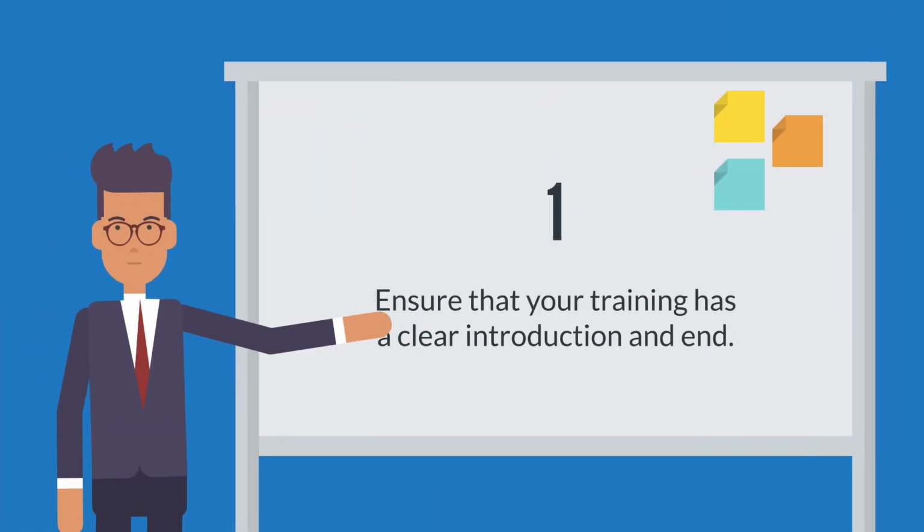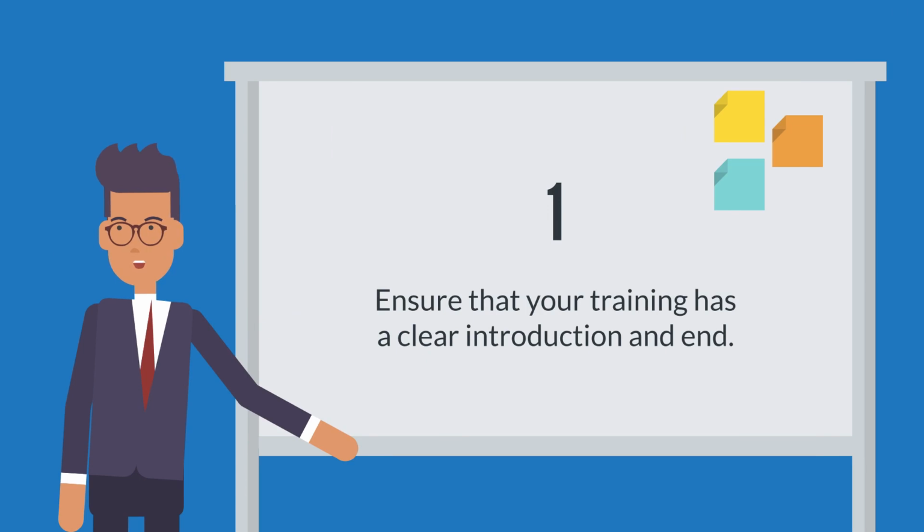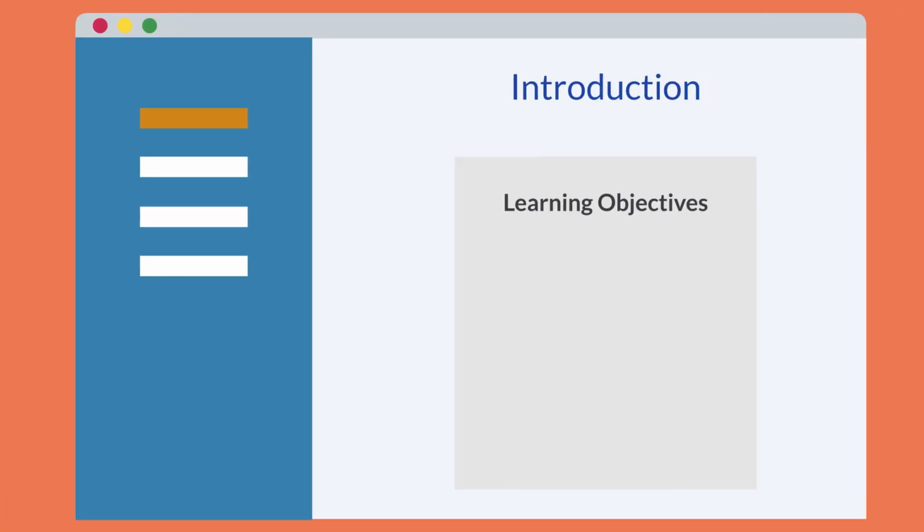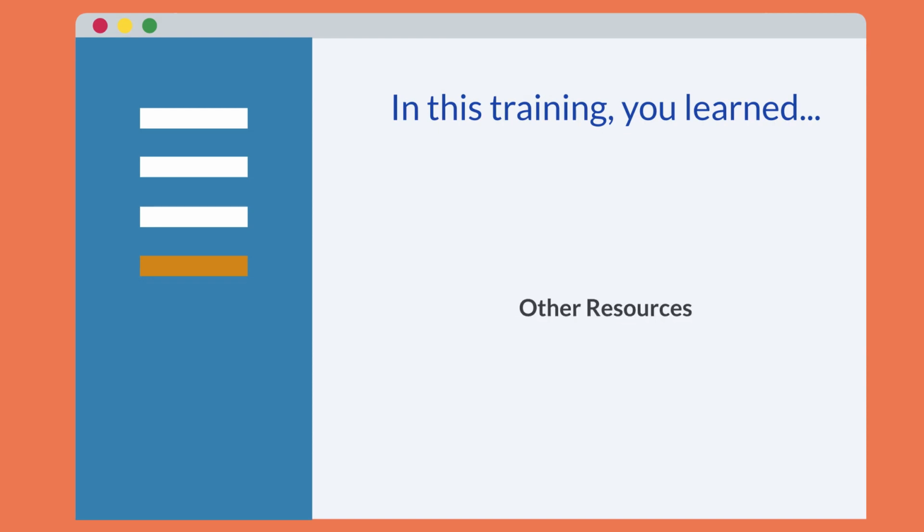First, ensure that your training has a clear introduction and an end. Properly introduce the topic of the lesson and the learning objectives. What exactly is it that you will be covering in your Rise training? And what will learners be able to do or know upon completion? At the end of your training, revisit the learning objectives and direct your learners to other resources on the subject if necessary.